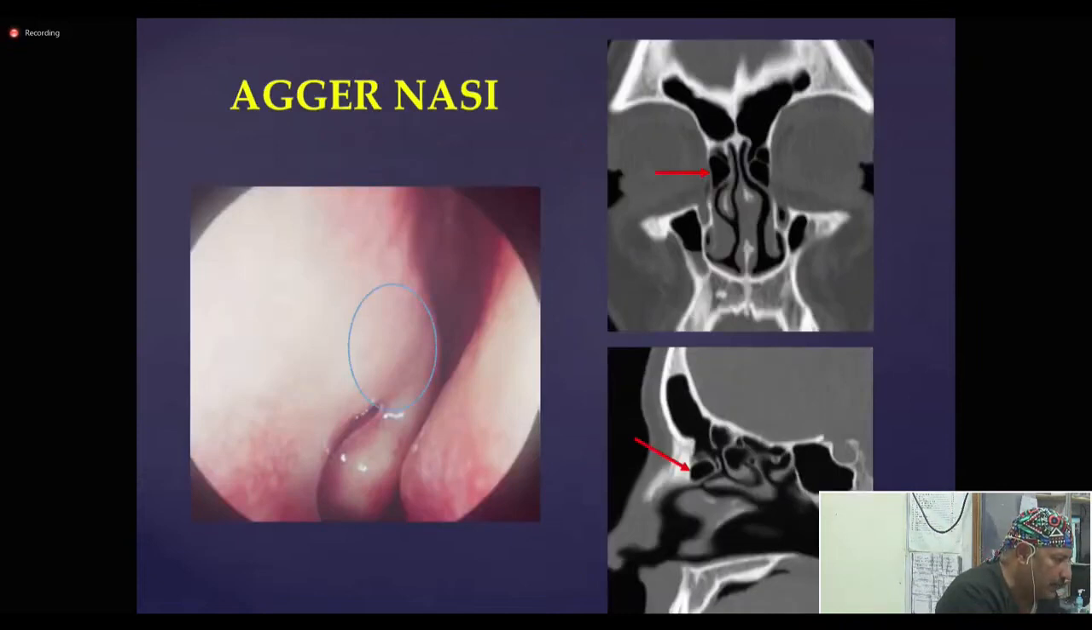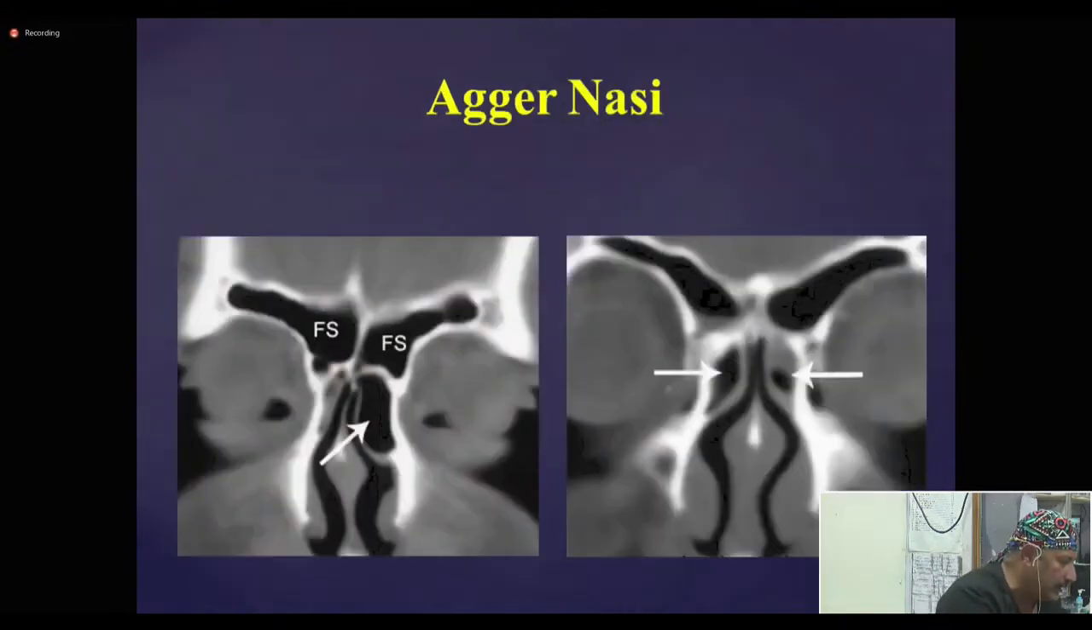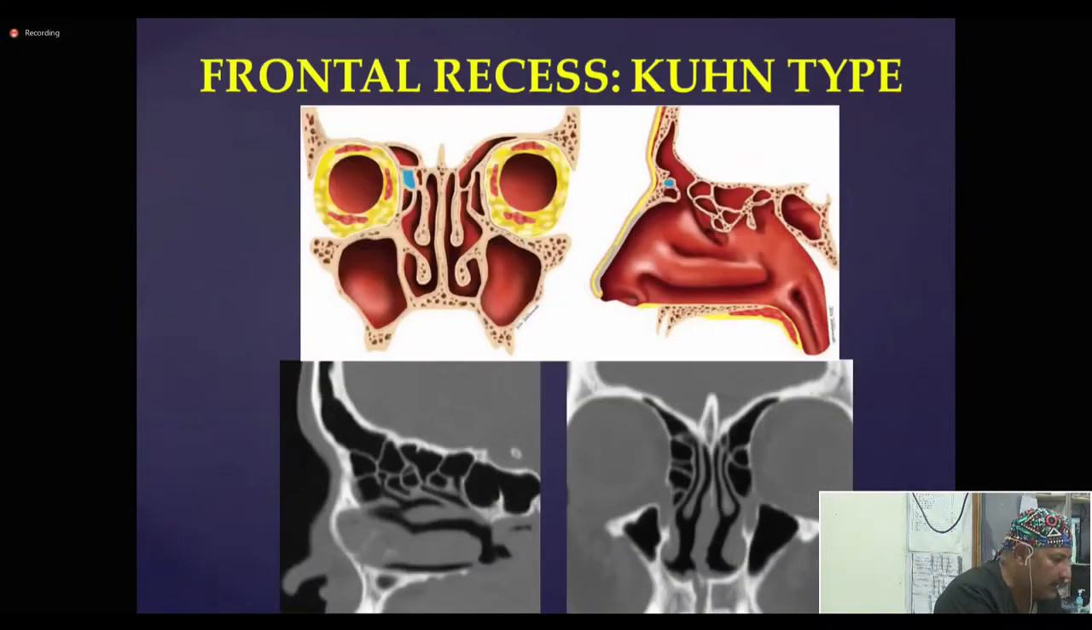So agger nasi cells are the simplest, as we discussed. The moment you put your endoscope, anything attached to the beak in the frontal recess anteriorly are the agger nasi cells, and you can see this prominence above the level of the axilla. That is agger nasi. Those are the simplest cells. You can see in these diagrams all agger nasi.